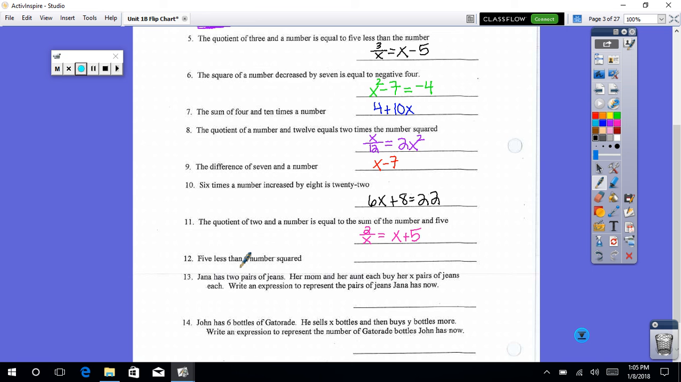Five less than a number squared. Remember, here's one of those situations again. 5 less than, I'm actually going to put that after the other part. Okay, so the number squared. 5 less than means I subtract.